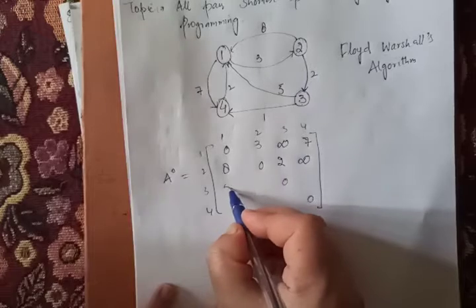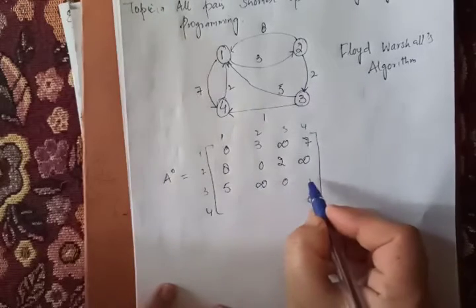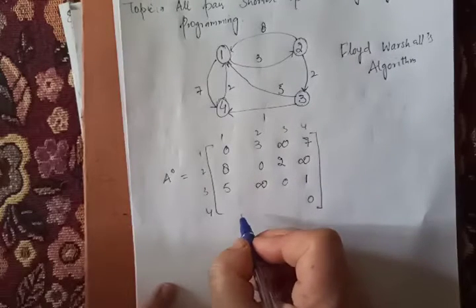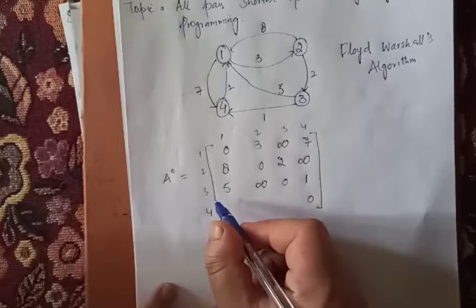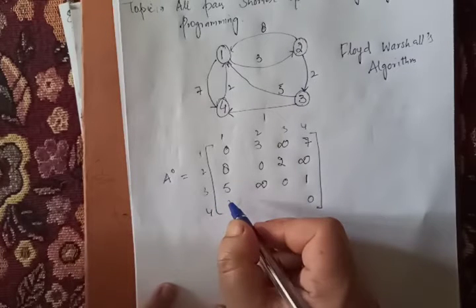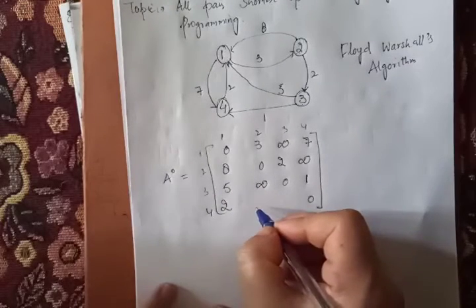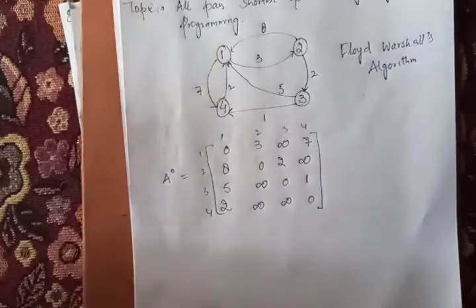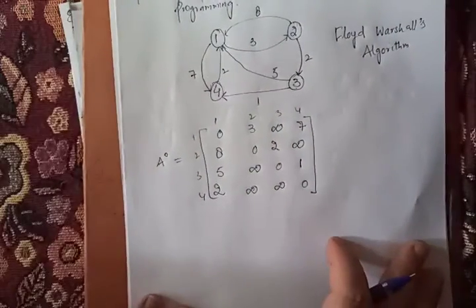3 to 1 is 5. 3 to 2 there is no direct link, let it be infinity. 3 to 4 is 1. Sorry, 4 to 1 it is 2. 4 to 2, no direct link. So this is the first matrix which we converted out of this.